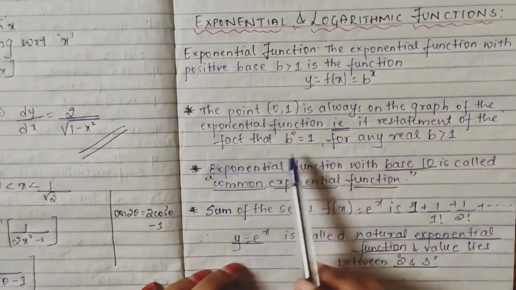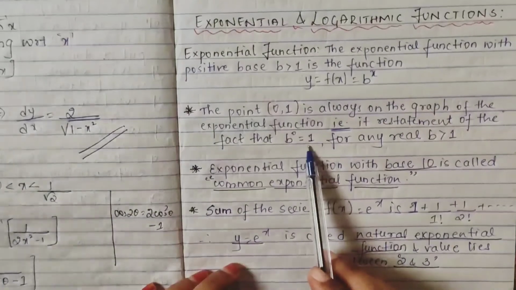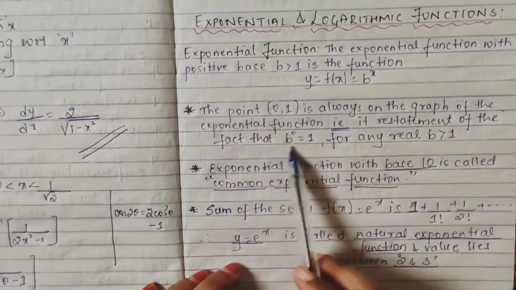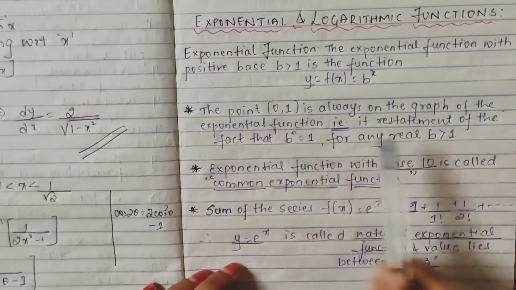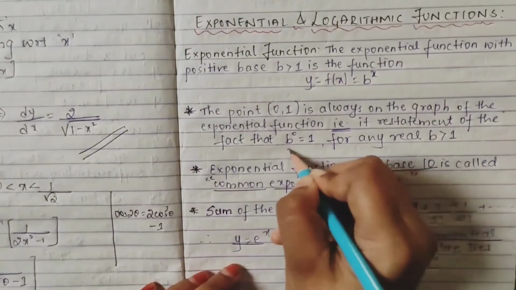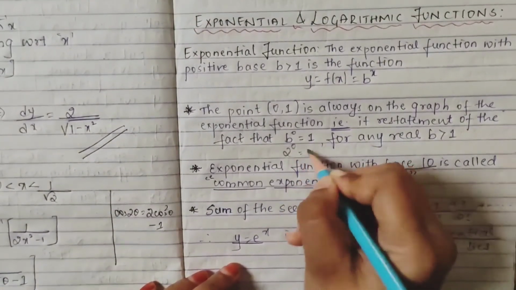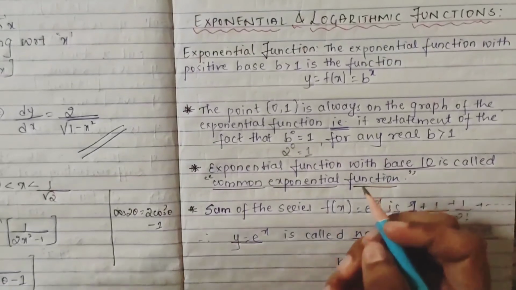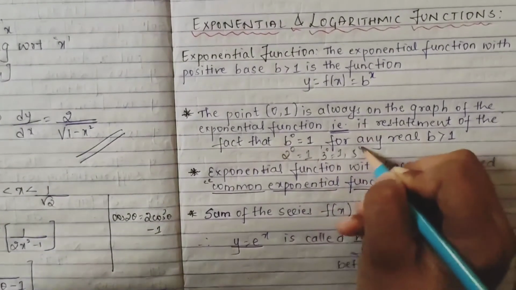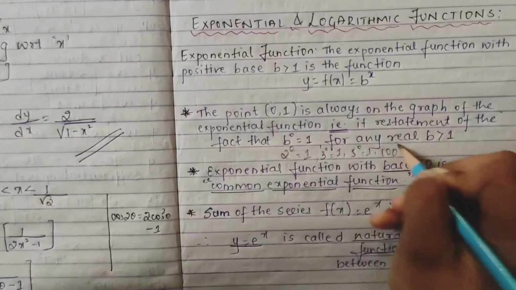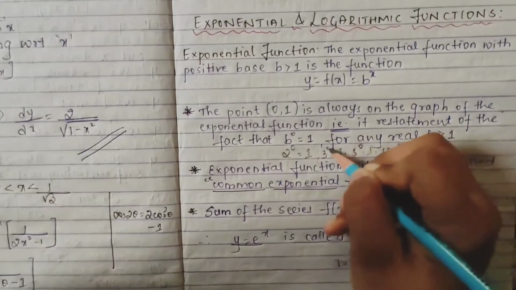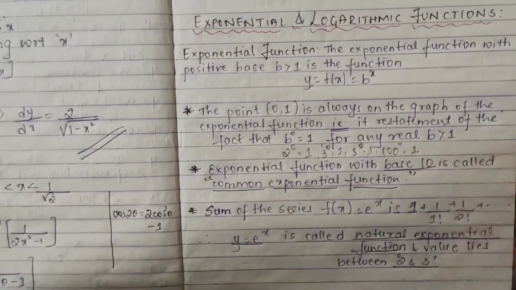It is a restatement of the fact that b raised to 0 is equal to 1 for any real b greater than 1. If you take 2 raised to 0, it will be 1; 3 raised to 0 will be 1; 5 raised to 0 will be 1; 100 raised to 0 will be 1. Anything, the only condition is b should be greater than 1.